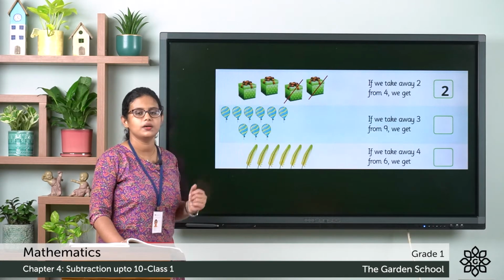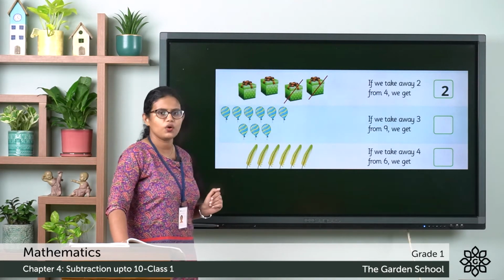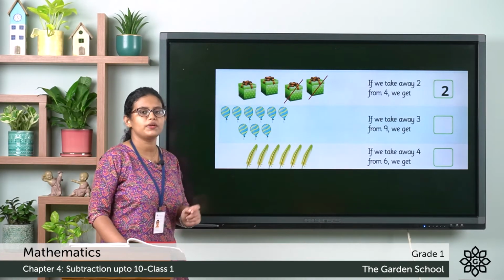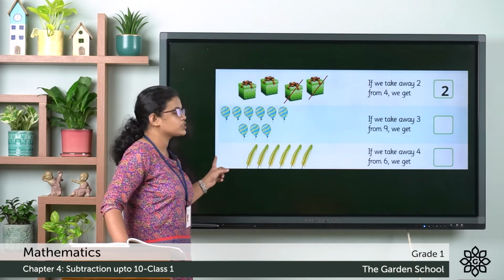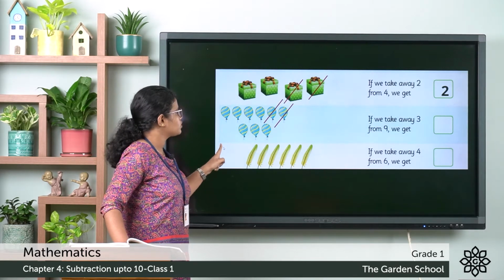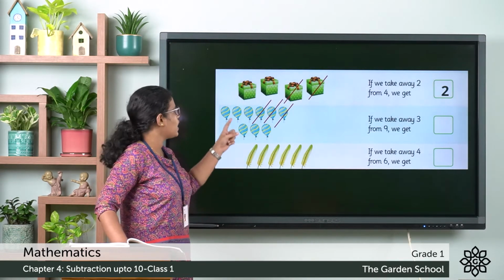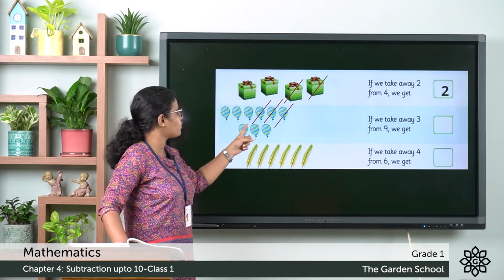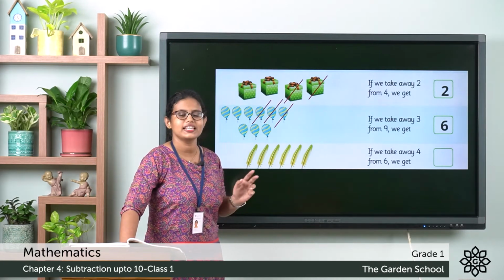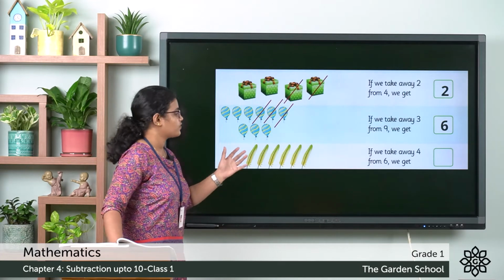Here you can see balloons. So just count and see how many balloons are there. There are 9. If we take away 3 from 9, so we are going to take away 3. See? 1, 2, 3. Now how many are left? Just count and see. 1, 2, 3, 4, 5, 6. So how many? 6. So what is the answer? It is 6. Moving to the next one, you can see feathers.